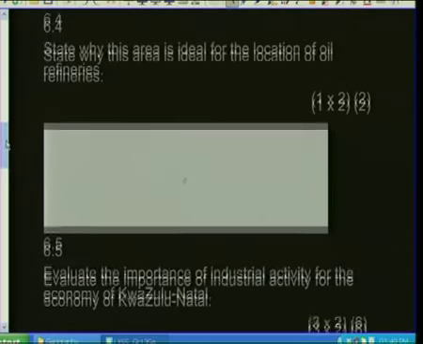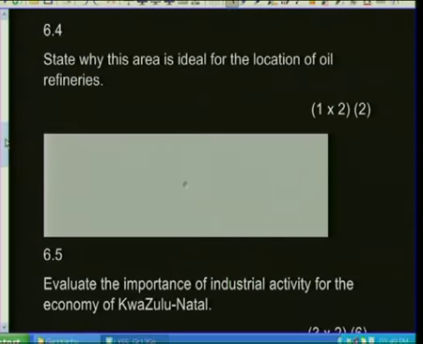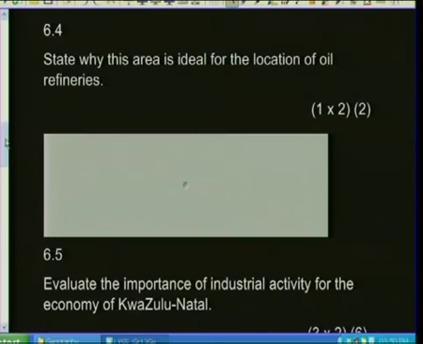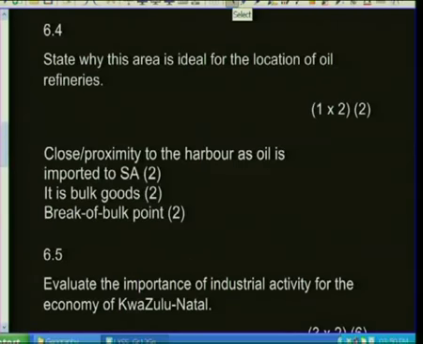6.4. State why this area is ideal for the location of oil refineries. Well, we need to have a bit of an understanding of where we get our oil from. Unfortunately, South Africa is not one of those countries that has oil under its own ground. We have to import it from somewhere. Generally speaking, that's the Middle East, up to the north and east of Africa. So the best place, therefore, to put our oil refineries will be those entry points into South Africa, which of course means that Durban and its harbour is ideal for this particular industry type.